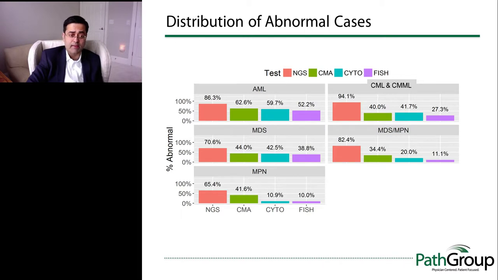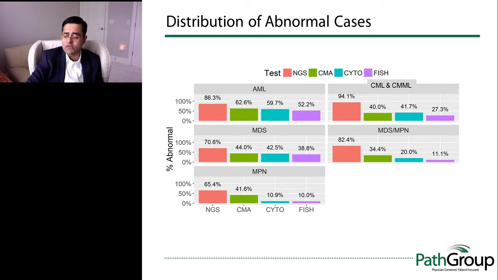And you can see that the detection rate of aberrations is either equivalent or superior to traditional pathology techniques across all of the different disease states, with the highest difference noted in overlap myelodysplastic myeloproliferative neoplasms, including CMML, which is a disease known as chronic myelomonocytic leukemia, and myeloproliferative neoplasms. But you can also see in acute myeloid leukemia, for example, that next-generation sequencing is positive 86% of the time, as compared to 52% of the time that FISH is positive.